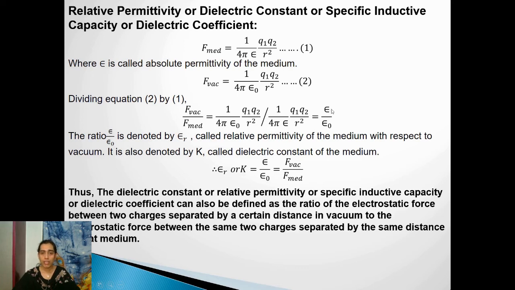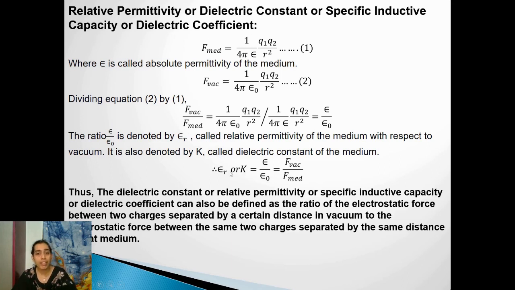So the remaining terms are epsilon divided by epsilon naught. This whole ratio, epsilon divided by epsilon naught, can be replaced by epsilon r, which is called relative permittivity. The ratio of the absolute permittivity of the medium to the absolute permittivity of free space is nothing but the relative permittivity, or we can also term it as dielectric constant, or sometimes it is called specific inductive capacity or dielectric coefficient.